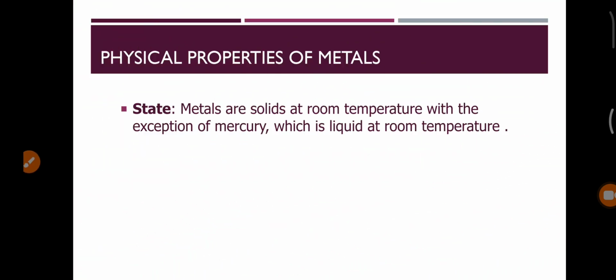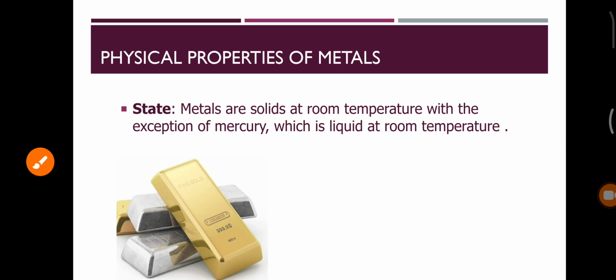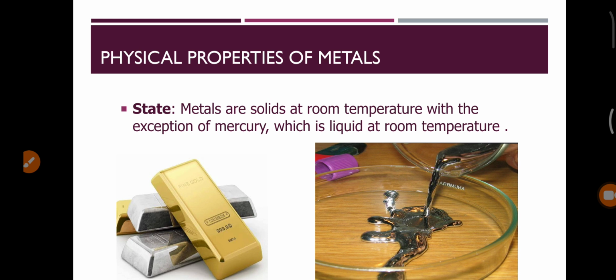Okay, so let us now discuss the properties of metals. First is its state. Metals are solid at room temperature with the exception of mercury, which is liquid at room temperature. So, metals are generally solid at room temperature, but mercury is found in its liquid state.